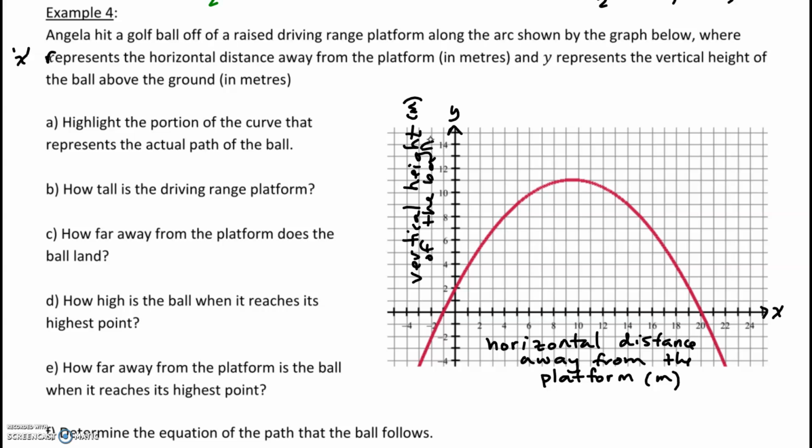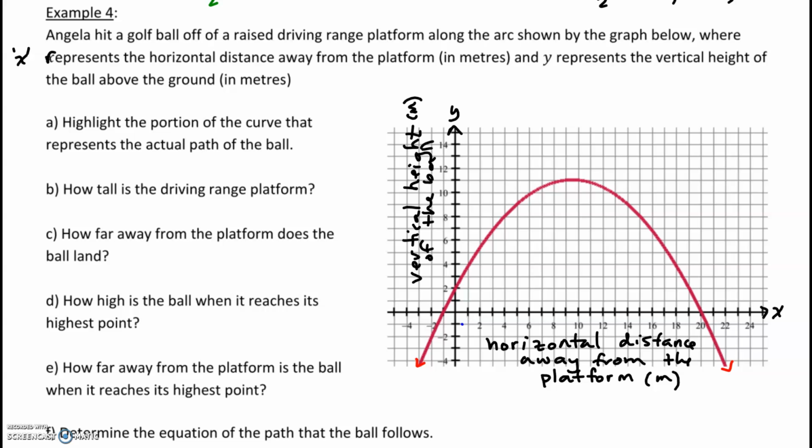A says to highlight the portion of the curve that represents the actual path of the ball. So we know that a parabola continues on in either direction. These arrows continue. However, because it's a real life situation, I'm never going to be using my negative x-axis. That doesn't make sense. The ball can't go back a negative distance when you're hitting it forward. And we're not going to be using the negative y-axis because we're assuming once the ball hits the ground, it doesn't go any lower, right? Unless there was some sort of water trap, but it doesn't mention that.